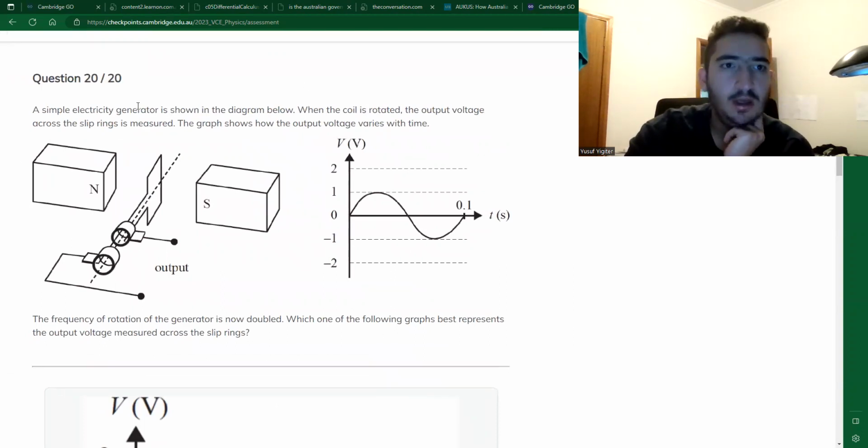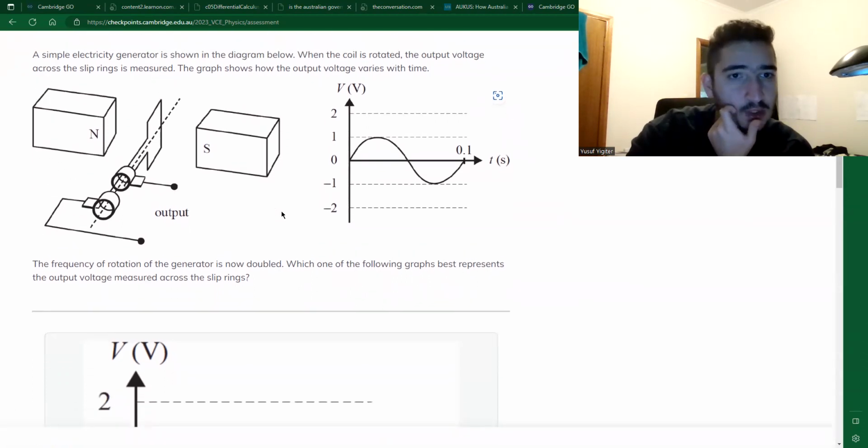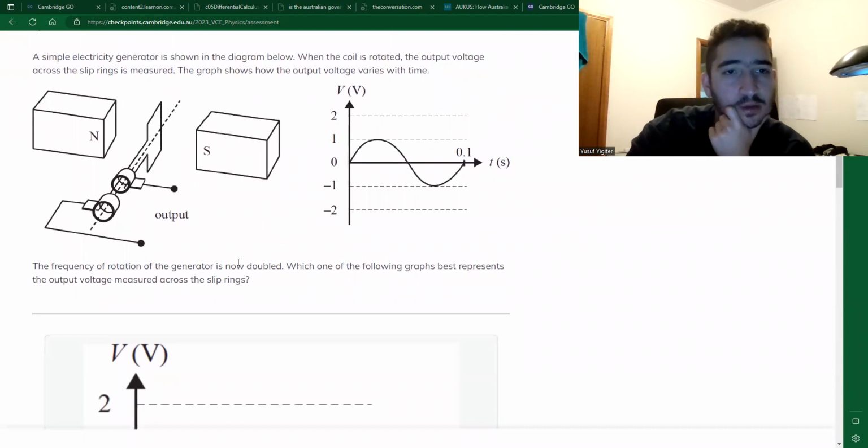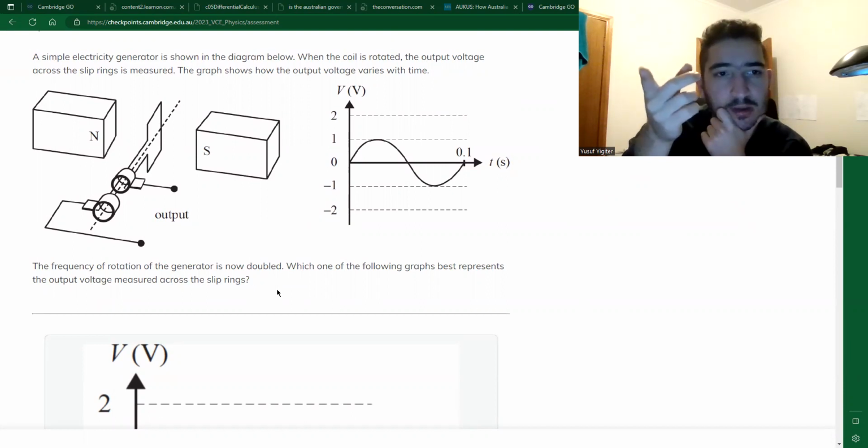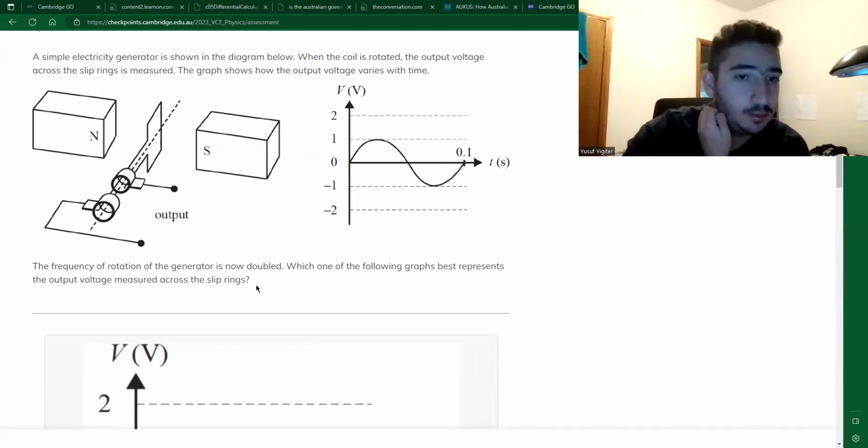I'm tired. All right. A simple electricity generator is shown in the diagram below. When the coil is rotated, the output voltage across the slip rings is measured. So slip rings, AC, it could have a negative value, is correct. The graph shows how output voltage varies with time. The frequency of rotation of the generator is now doubled. So the number of rotations per second is doubled, it's twice as fast. Which one of the following graphs best represents the output voltage measured across the slip rings?